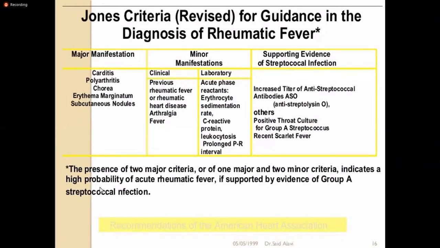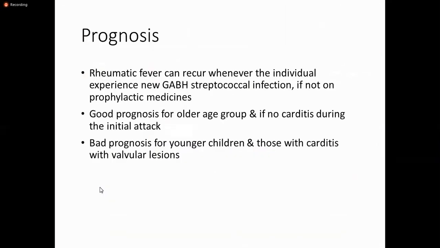Scarlet fever is basically caused by group A beta hemolytic streptococcus. So the presence of 2 major criteria, or 1 major and 2 minor criteria, indicates a high probability, supported by evidence of group A streptococci infection. So what is the prognosis?